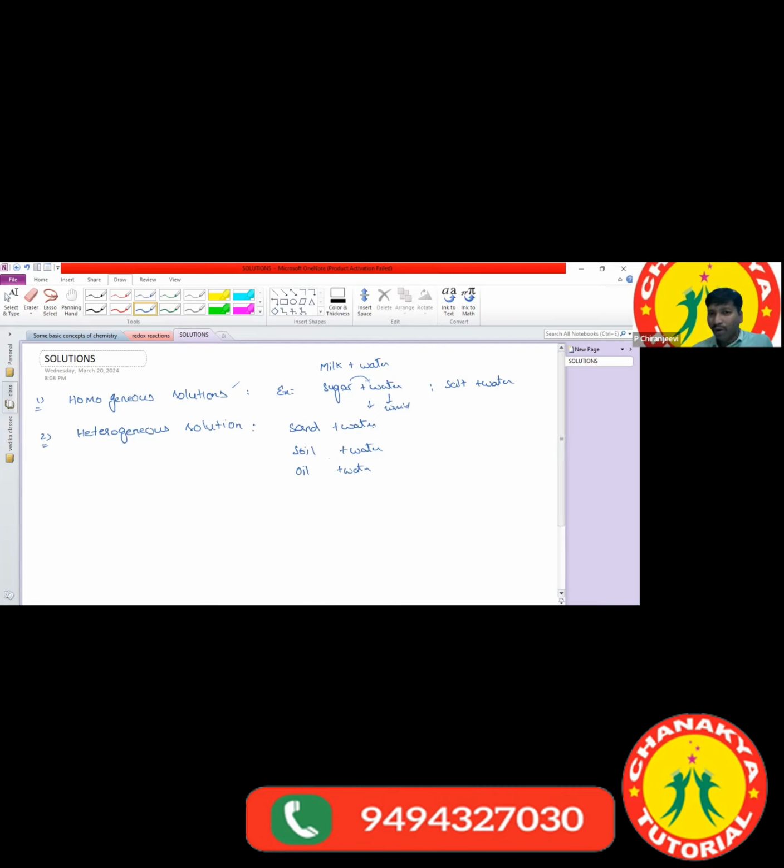Okay, so oil and water is what we can call a heterogeneous solution. Here, based on the number of components, we have different types of solution. But in 12th standard, we are going to study the binary solution.